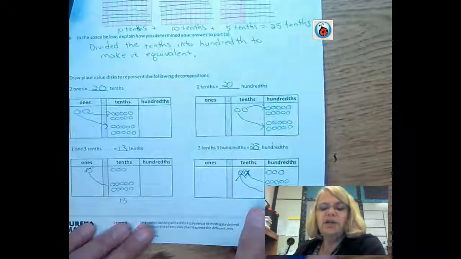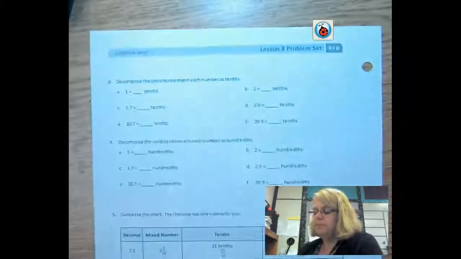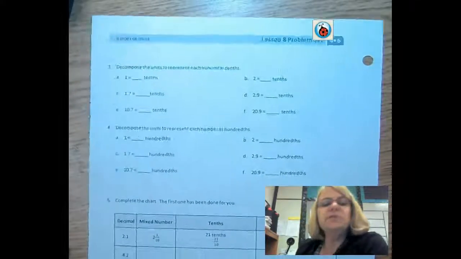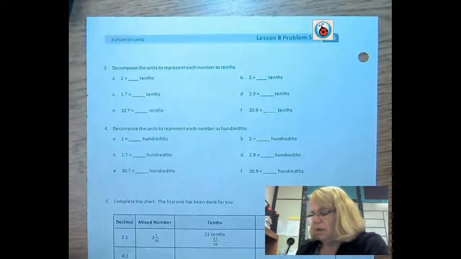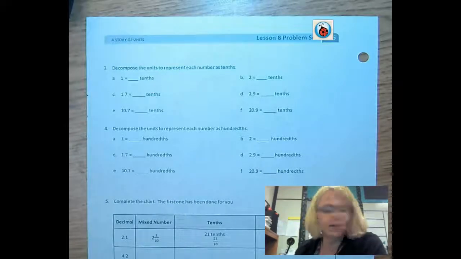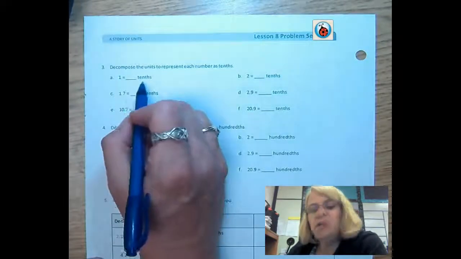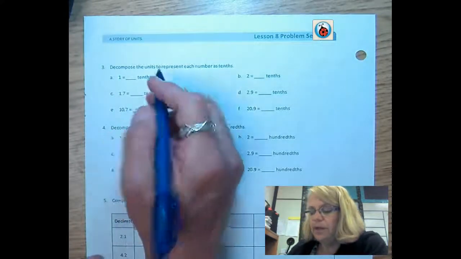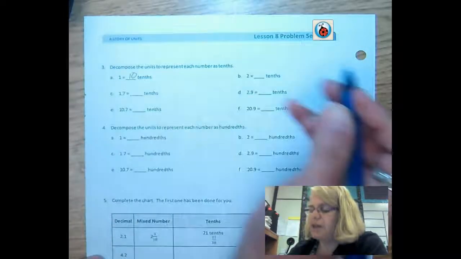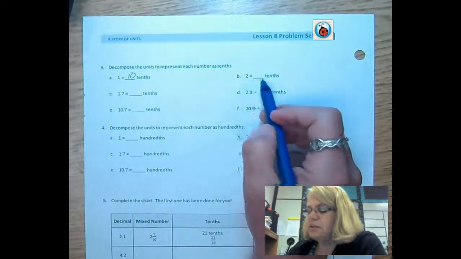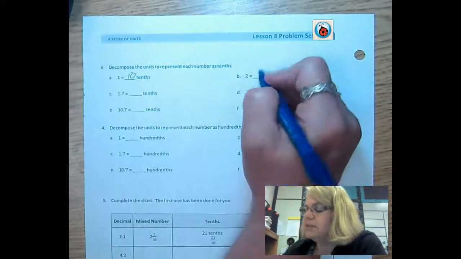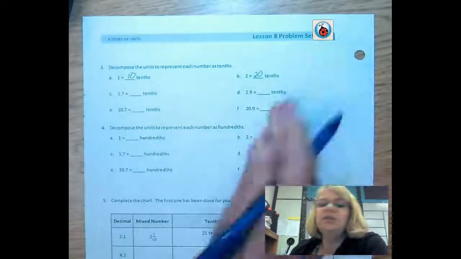Okay, let's go ahead and turn your paper over. Now we're just going to decompose without using the place value chart or the area model. And if you still need to use that, it's okay. You can get out the place value chart and write them in there and decompose them. 1 equals how many tenths? If you answered 10, you are correct. 2 ones, or 2, equals how many tenths? If you answered 20, you are correct.